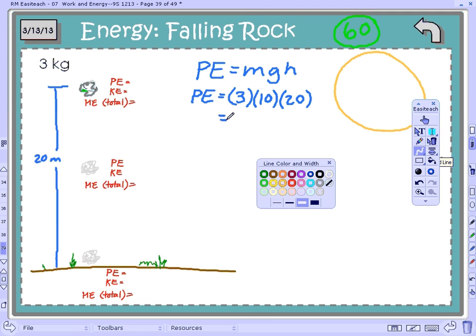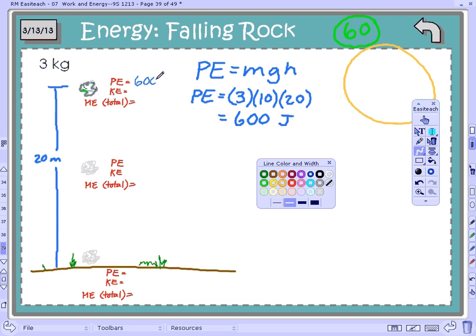You simply do 3 times 10 times 20. That's 30 times 20, so 600 joules. Okay, it's good for the test. Remember those units. The units are joules. So we have 600 joules of potential energy. Does anyone have a guess on kinetic energy?